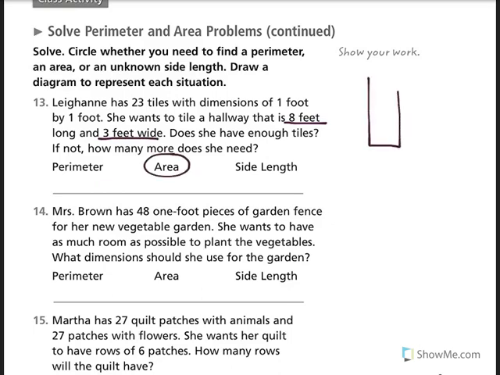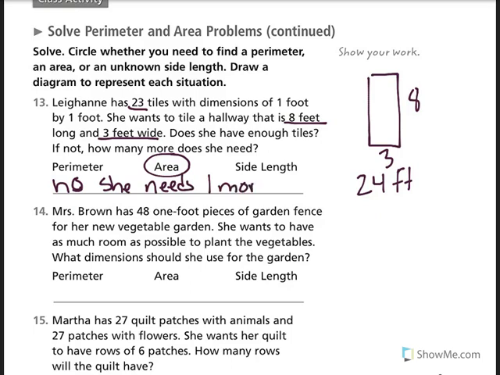Let's draw this hallway out. 8 on the longer, 3 on the shorter. To find the space inside, we do multiplication. 8 times 3 is 24. Now, if she needs to cover 24 square feet, if she only has 23 tiles, is that enough? No, she needs 1 more tile. So no, she needs 1 more tile.